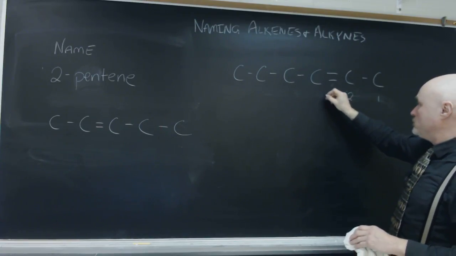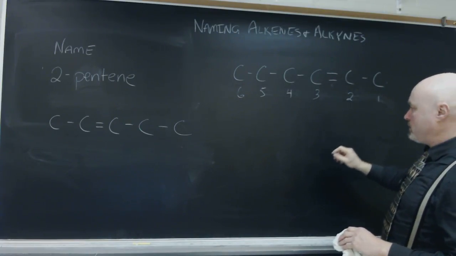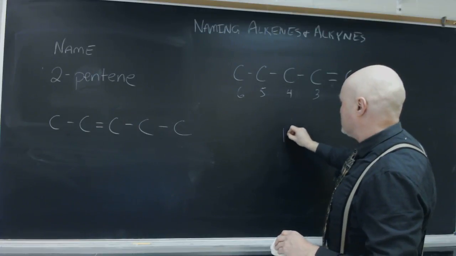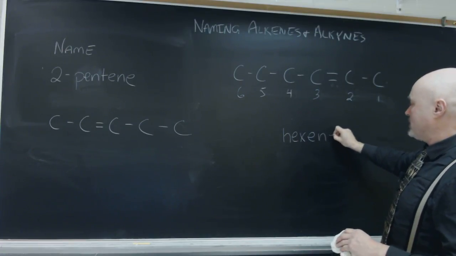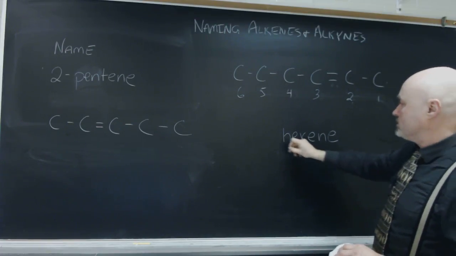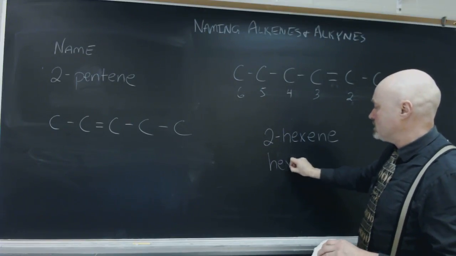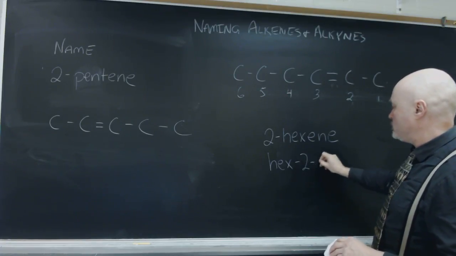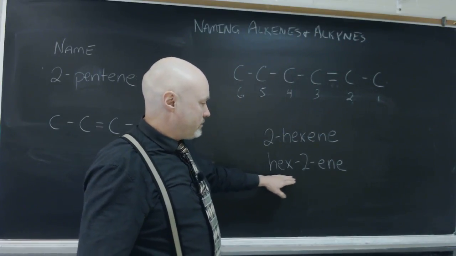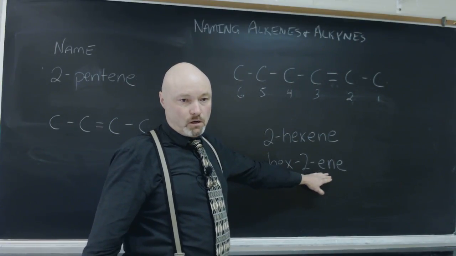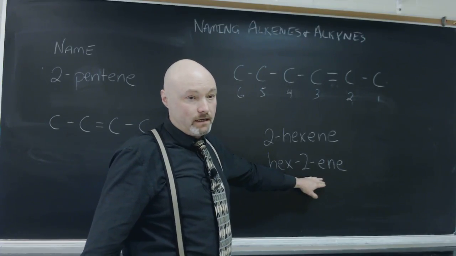So this is 1, 2, 3, 4, 5, 6. It's a 6-carbon backbone, and so this is going to start out with hex. It has a double bond, and so it's going to be hexene. The double bond starts on the second carbon, and so it's going to be 2-hexene. Sometimes you will see this written as hex-2-ene. And so this is a newer nomenclature where the number is put directly before the indicator of the double bond here. So there's a second way that we can name these things.